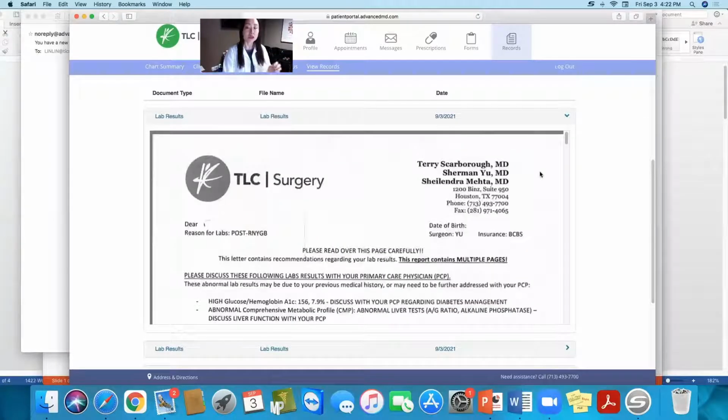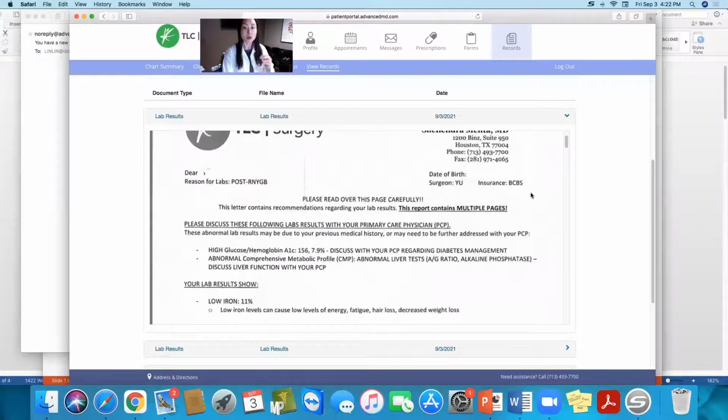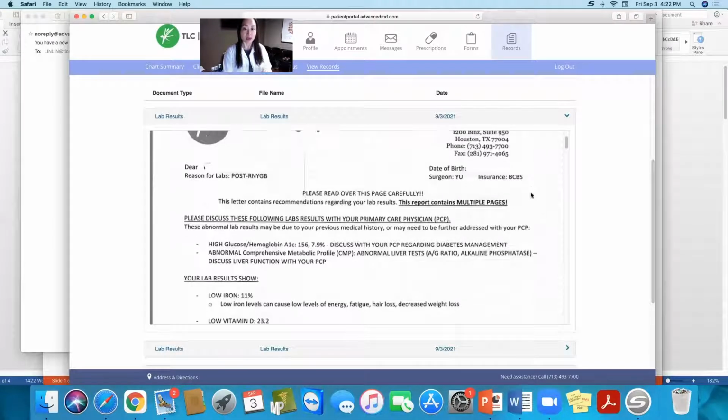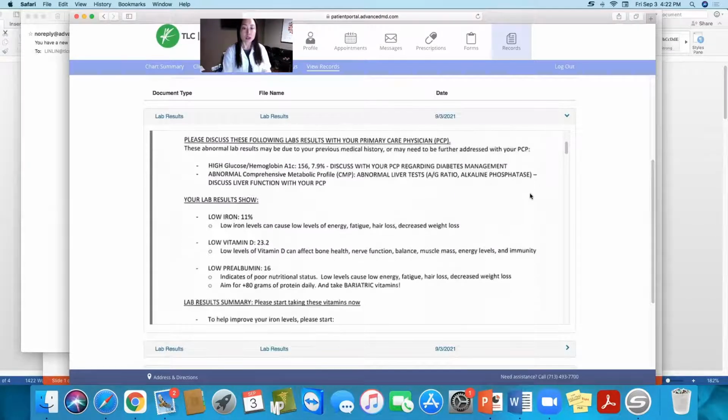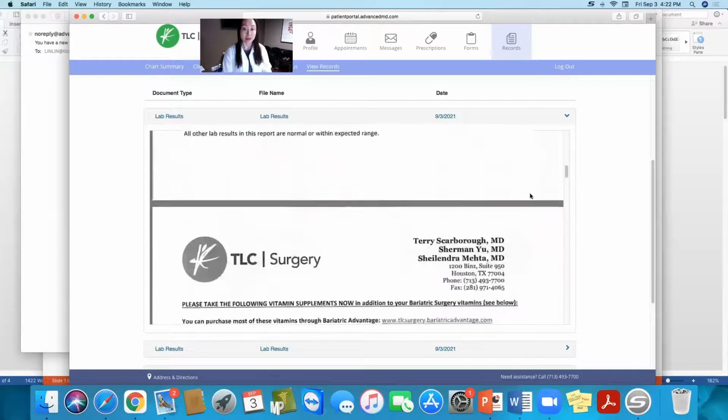Okay, so the first 1 to 2 pages are going to be the most important pages for you to read, because this is where you will see my recommendations. Please take the time to read over these 1 to 2 pages very carefully, because this will explain what your numbers mean and what you should do about them.